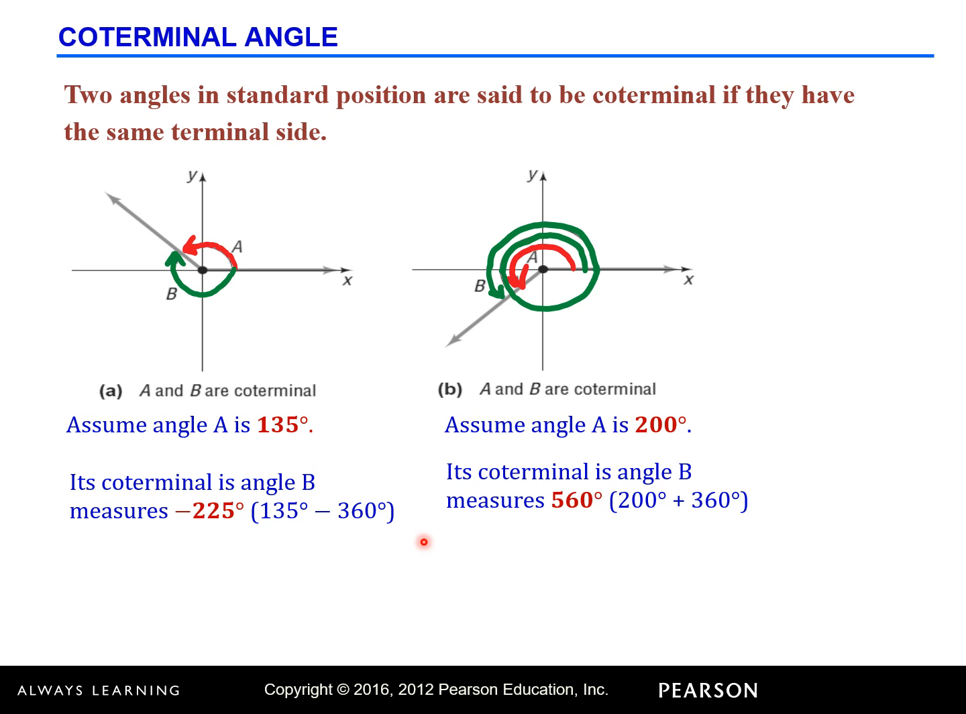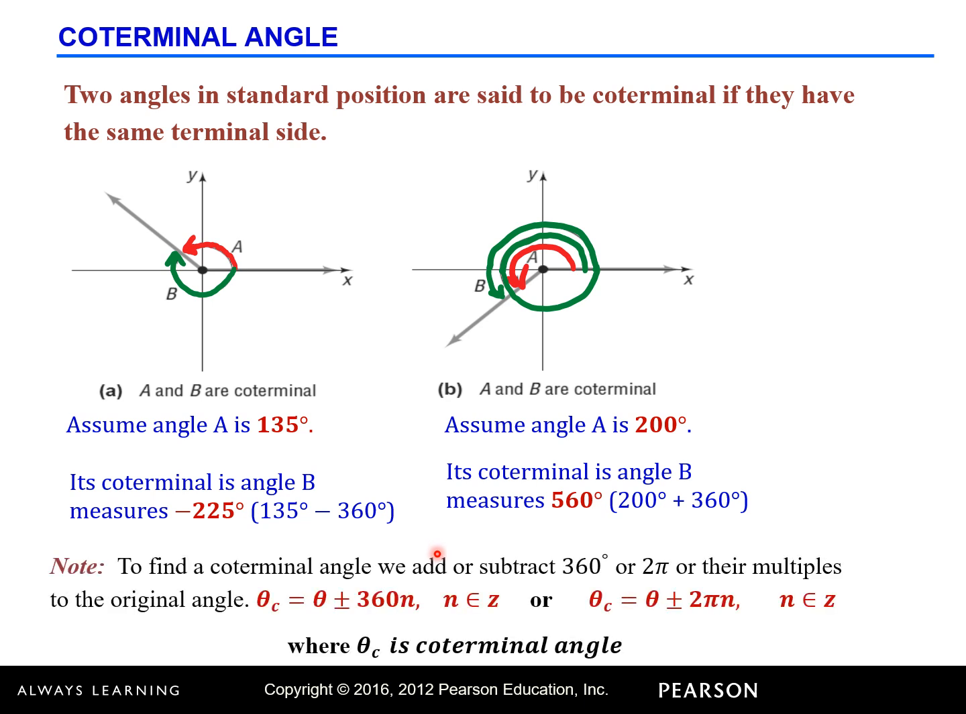That is why the general formula for finding the coterminal angle is that if the angle is given in degrees, you either add or subtract 360 degrees multiplied by an integer. Let's say you keep on adding 360, so 360 times 1, or 360 times 2, or 360 times minus 1, or 360 times minus 2. But if the angle is given in radians, you just keep on adding or subtracting multiples of 2π. This is the formula for coterminal angles, denoted by theta sub c.